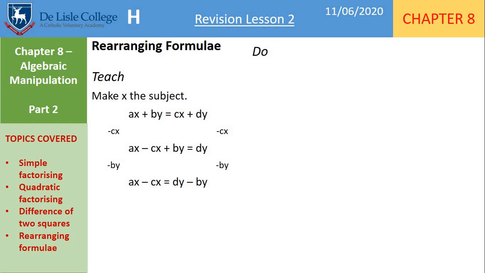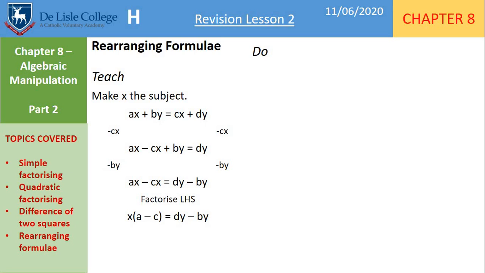So we've now solved the problem of having x on two sides, but it's still in two places. In order to get x only in one place, let's factorise the x out of the first two terms. So we're going to factorise that left-hand side. So that is going to give us x, and brackets, a take away c, equals dy take away by. You could factorise the right-hand side as well if you wanted at this point, but it won't do anything to help with finding x as the subject.